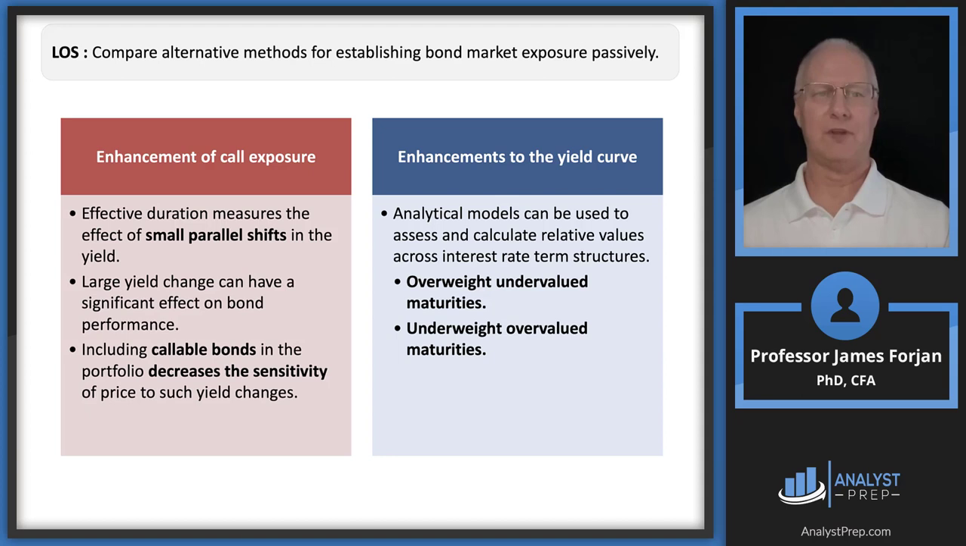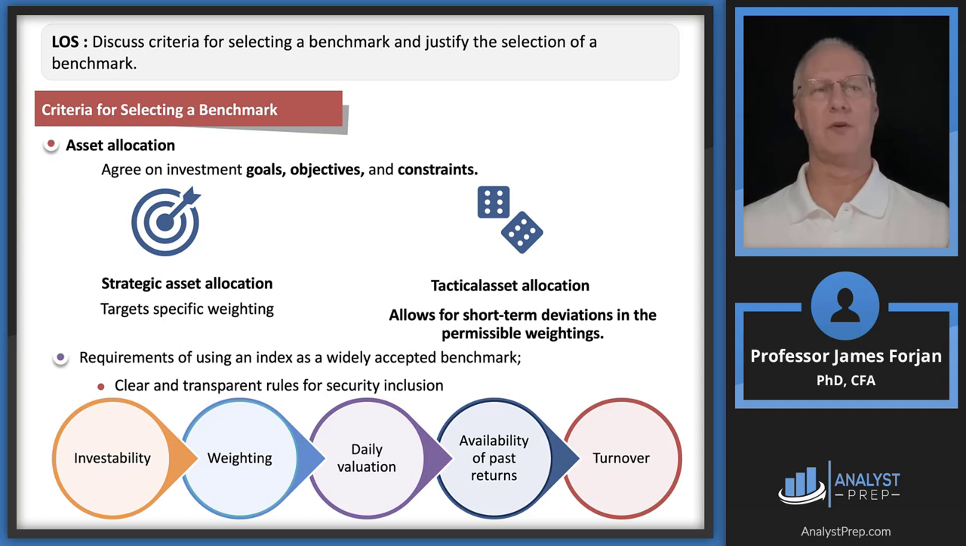Yes, if we have callable bonds, then we need to be very, very sensitive to changes in yield, in particular drops in yield, because that increases the probability that those bonds in our portfolio will be called. And then depending on what we think about the expected term structure, whether we use the current yield curve or spot curve or forward curve, we're going to overweight or underweight whatever securities we think are overvalued or undervalued.